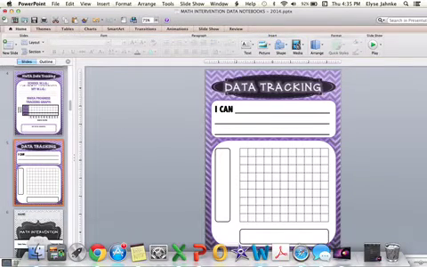So here's for the data tracking. They can write their I can statement here for whatever it is that they're working on, and then they can graph their progress. And again, I'm not really sure of the scale that we're using. I can change this based on that. But they can practice the whole graphing thing with labeling their axes and then labeling the different axes with numbers.